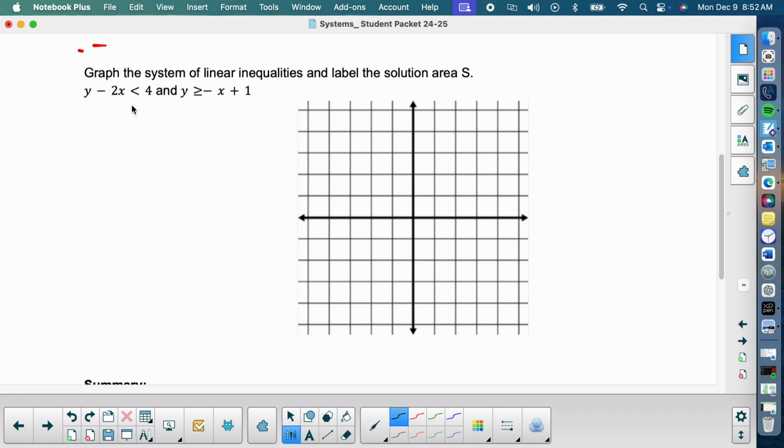So what do we got? We have y minus 2x less than 4. So I'm going to put a dot at y-intercept of 4. 1, 2, 3, 4. And the x-intercept would be negative 2. So I have a line right there. Shoot, it's dotted. How do I make a dotted line?